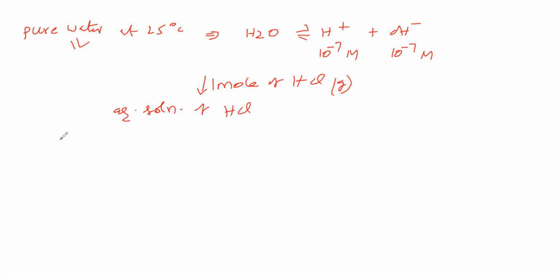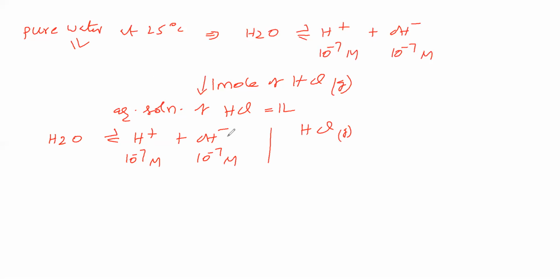Now in this aqueous solution of HCl, what equilibrium is there? H2O is in equilibrium with H plus and OH minus. This concentration is 10 power minus 7 molar. Now we have passed 1 mole of HCl gas. HCl gas dissolves in pure water. Therefore, we are getting an aqueous solution of HCl. It is 1 liter. 1 liter of aqueous solution of HCl contains 1 mole of HCl. So the concentration of HCl is 1 molar.